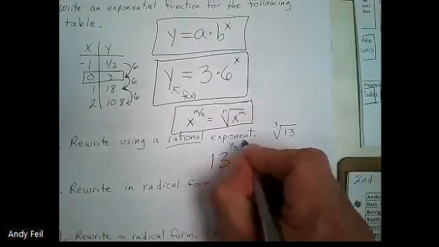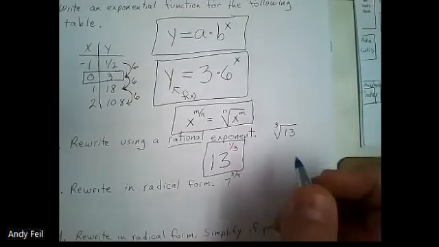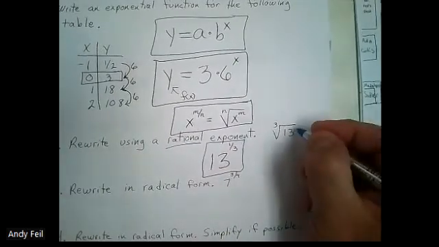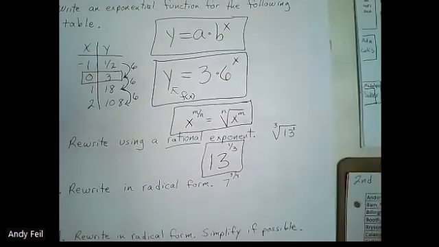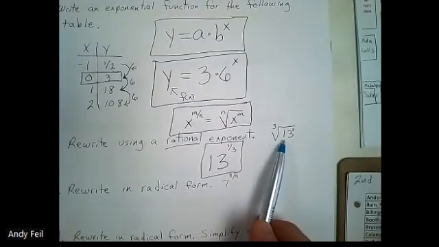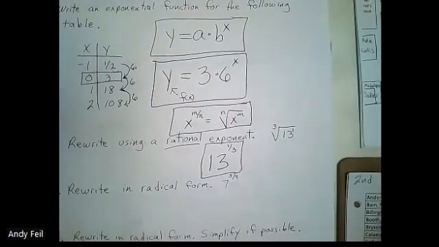1/3. I don't see a 1. Where's the 1? It's understood to be there. Yeah, it's understood to be right there, isn't it? Yeah, so there's a little invisible 1 there. So this is 13 to the 1/3.